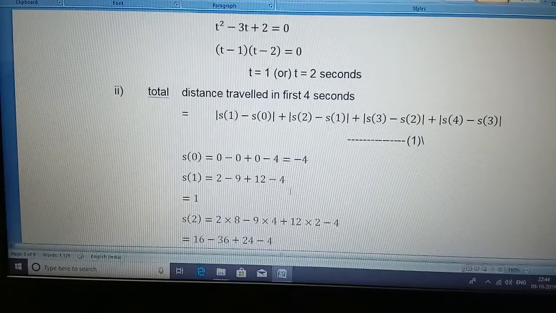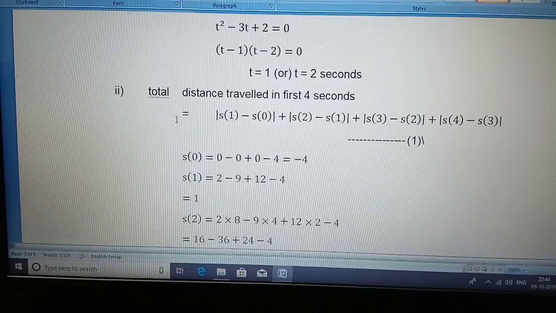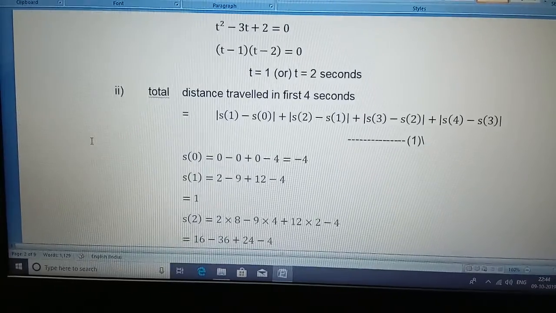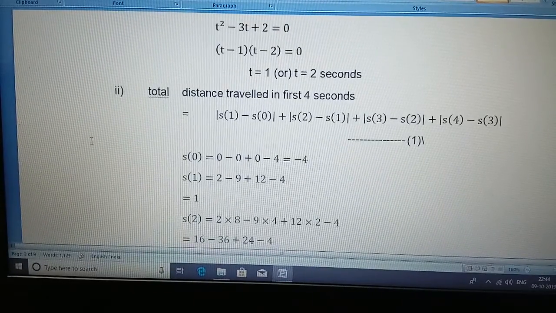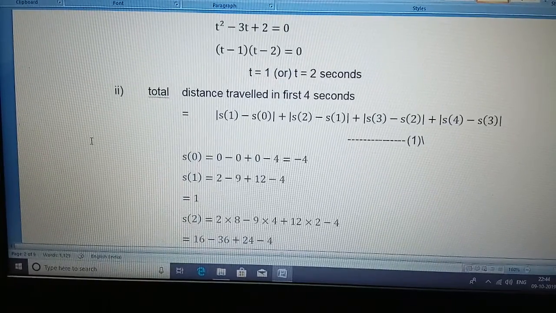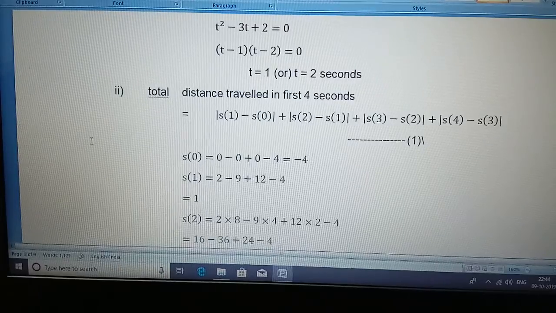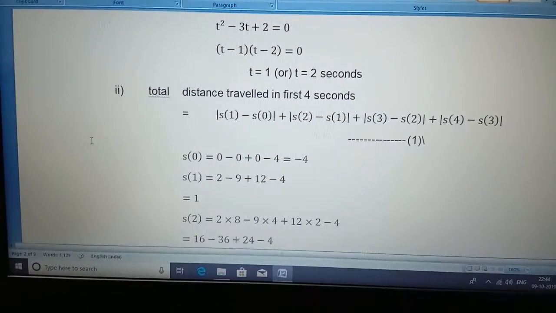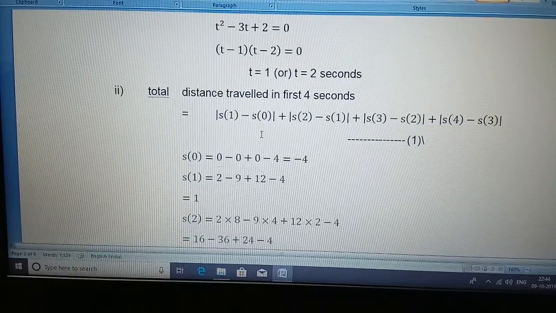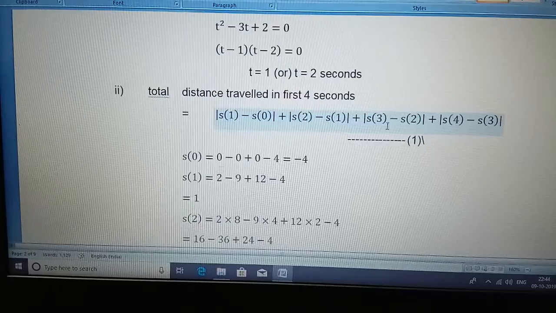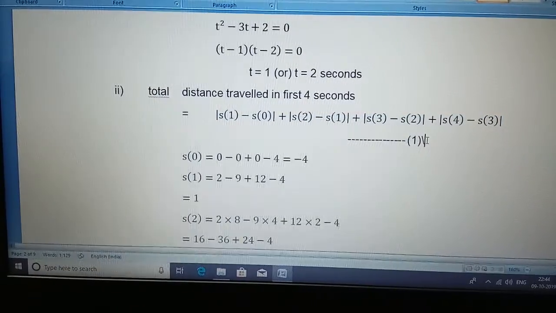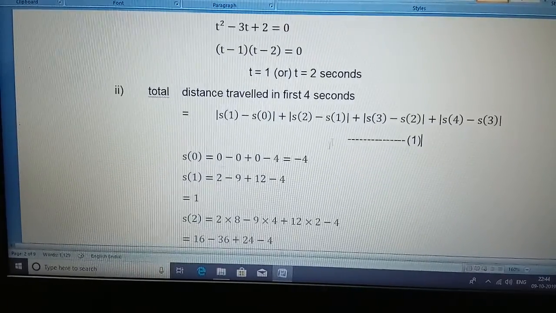Next, the total distance traveled by the particle in the first 4 seconds. The total distance traveled should be found by a formula. Actually, the displacement in 4 seconds is S of 4, but the total distance traveled means the distance in the first second, second second, third second and fourth second. So it is the modulus of S of 1 minus S of 0, plus the modulus of S of 2 minus S of 1, plus the modulus of S of 3 minus S of 2, plus the modulus of S of 4 minus S of 3.